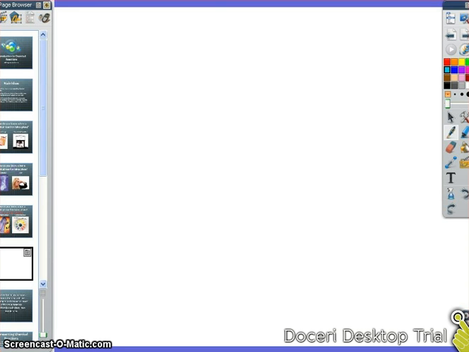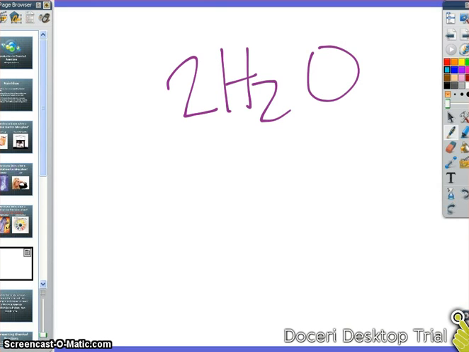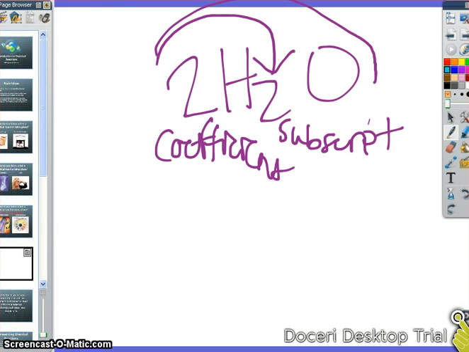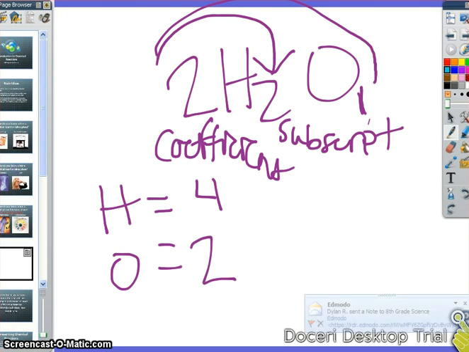Okay, so let's go back to H2O. We have our subscript and our coefficient. Okay, so instead of writing it all out, we're just going to multiply. There's no number here, so it's understood 1. We have our 2 elements, hydrogen and oxygen. So in total, we're going to have 4 hydrogens and 2 oxygens. So we'd have a total of 6 atoms. Okay? Alright, let's try it again.